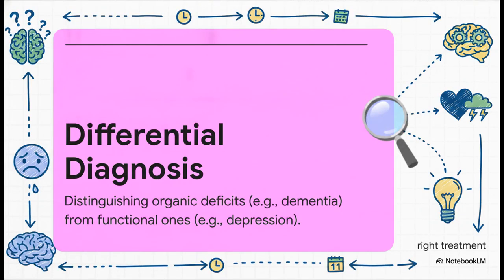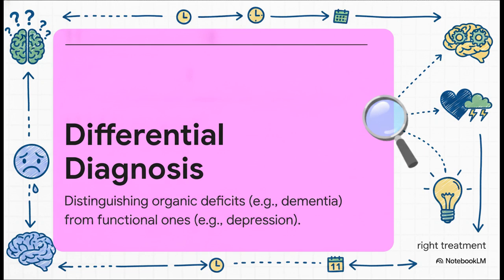So why does this chronological deep dive matter so much in a clinical setting? Well, looking at the timeline allows clinicians to perform a differential diagnosis, which basically means pinpointing the exact root of a symptom. And this is where it gets incredibly fascinating. Imagine an elderly patient experiencing severe memory loss. Are they suffering from an incurable organic deficit like dementia? Or is it a functional deficit like pseudodementia, which is actually caused by severe but highly treatable depression?